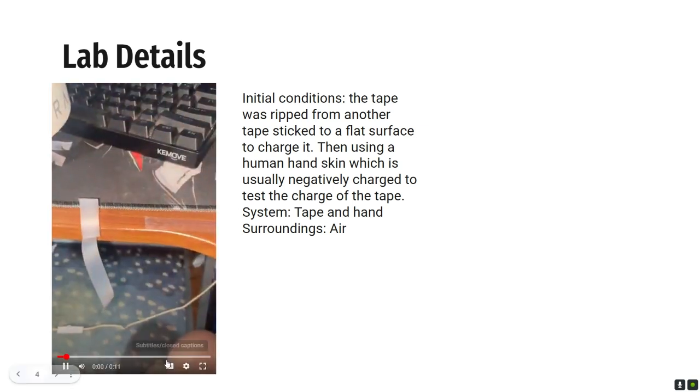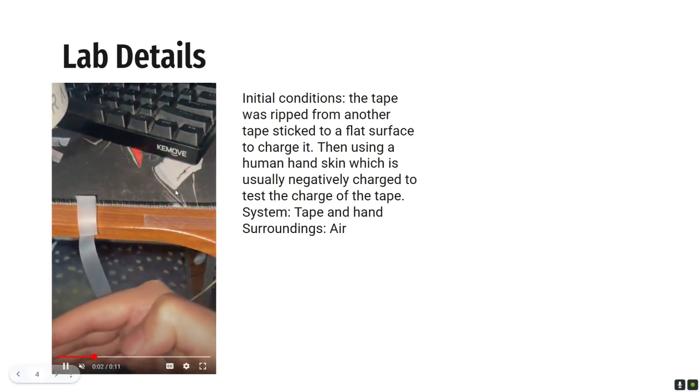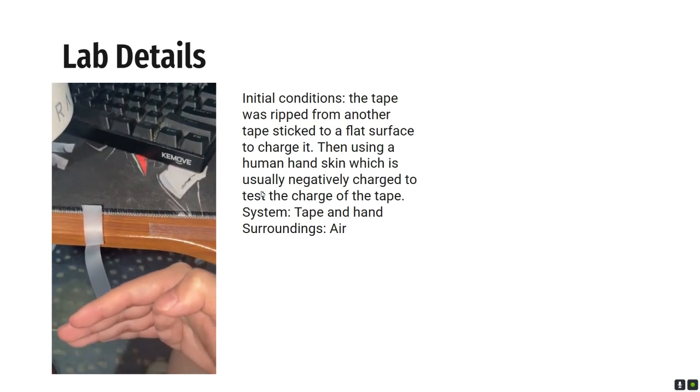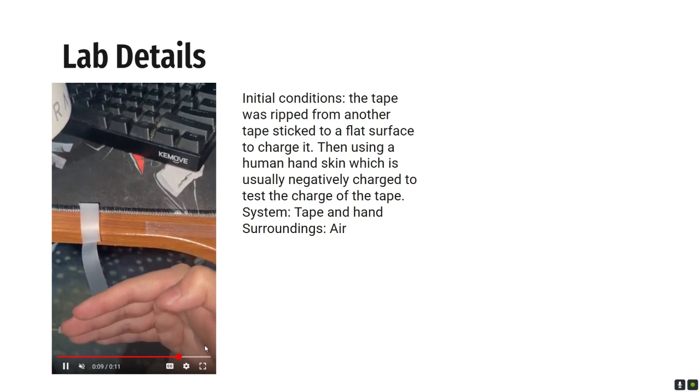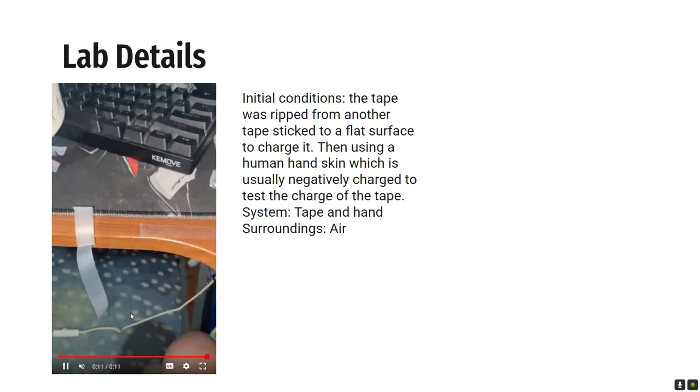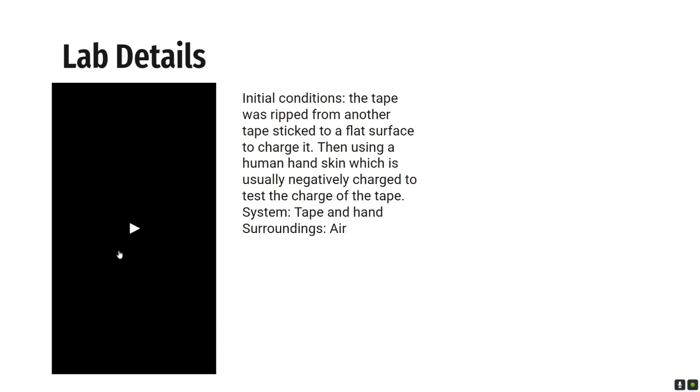So I'll briefly go over this. Basically, in the experiment, you use the tape to be rubbed from another piece of tape to charge it, and then using a combination of negative charge, you find out if it attracts or repels. And since it attracted, we knew it was positive. The system was a tape and hand. The surroundings was air.